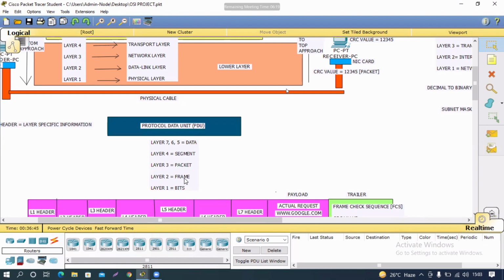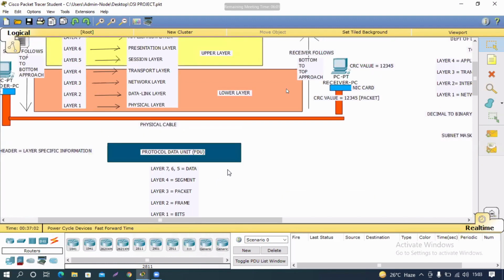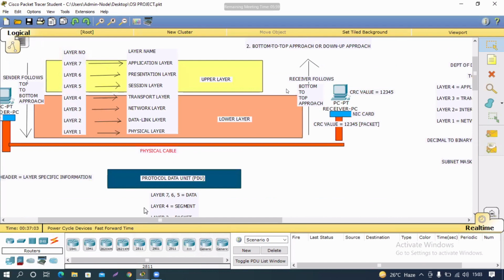These are different names given to different layers for the same information when it goes from one layer to another. Finally, in terms of bits, meaning zeros and ones, it is transmitted via wire. So we have these physical cables getting connected.